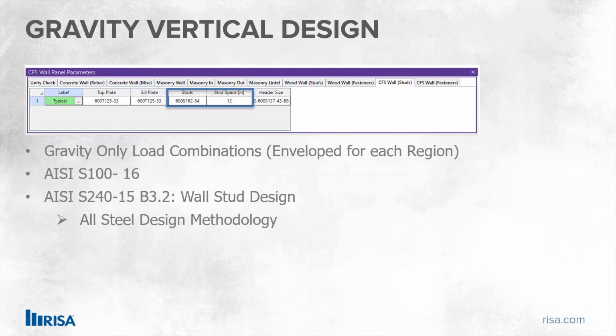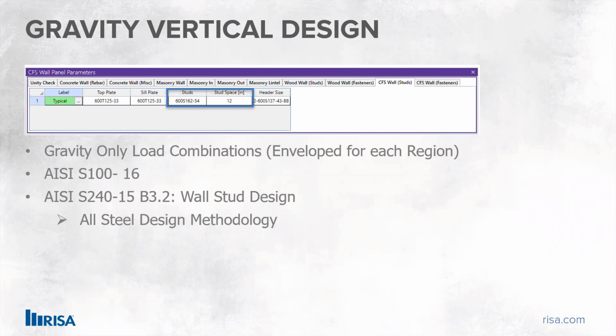And the way we check that is we're going to look for the envelope load combination, so looking for the worst case gravity combinations we can find. And then we're taking that region and understanding what's happening in that region. We'll talk a little bit more about regions here in just a second. But each region is checked for the total gravity load coming through. And then we check it against two code bodies: the S100, which is your standard member check, and then we're also checking this against the wall stud design provisions in the S240.